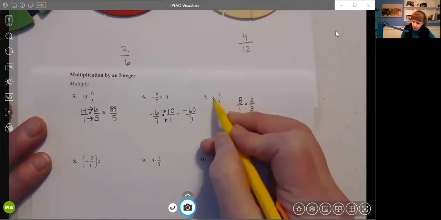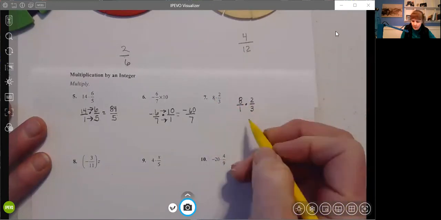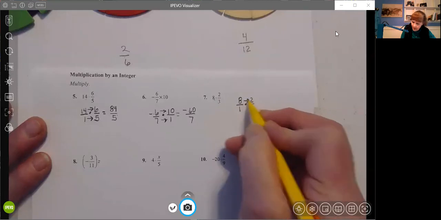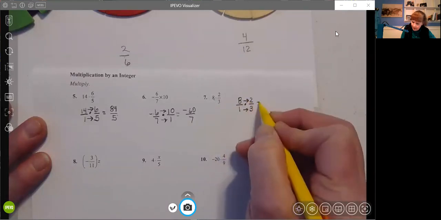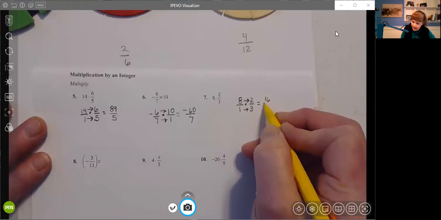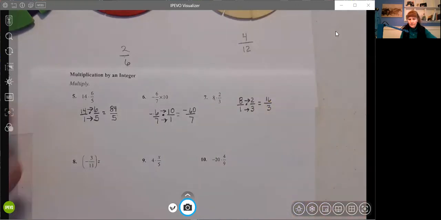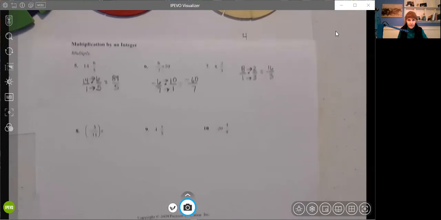Again, we put our whole number over 1 when we multiply. So then you multiply straight across here and here, 16 over 3. Okay, all right, and we'll be reducing later. But let's stick a variable in there and see what happens when you have a variable.